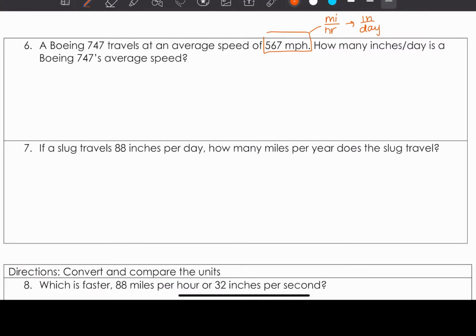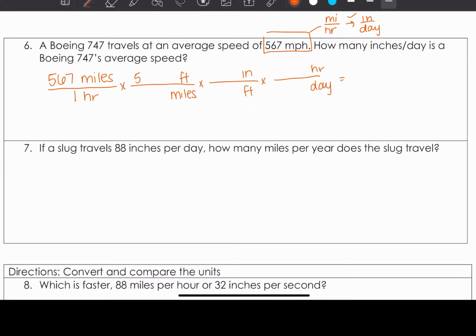So we're going to start off with what we know, which is 567 miles per every 1 hour. And we're going to change miles first. We're going to change that into feet. Then we're going to change our feet into inches. And that is what I wanted to do for my distance. Now we're going to do the same idea with our time and change our hours directly into days. Now we can go back in and plug in all of our equivalent statements.